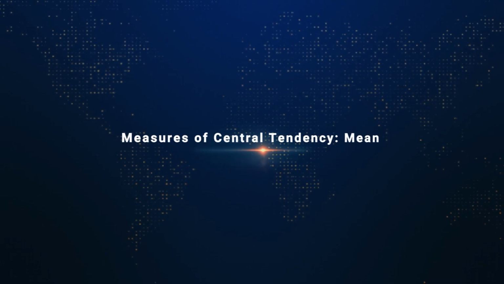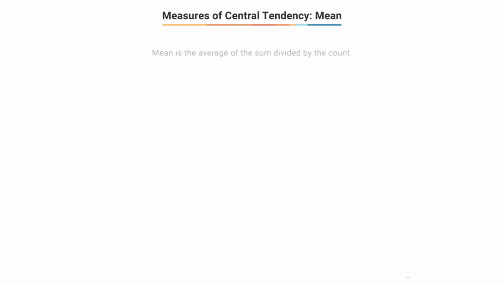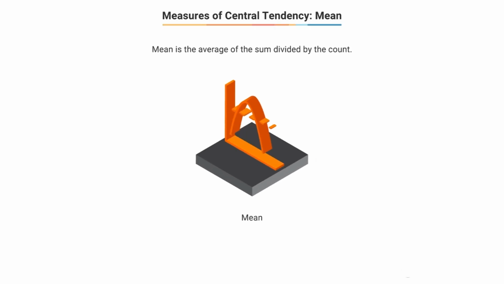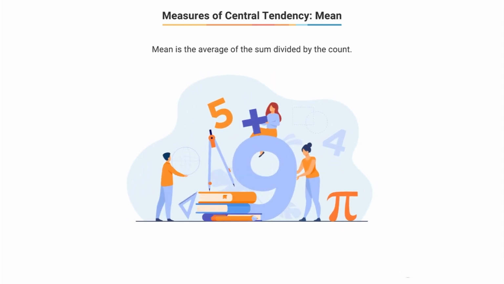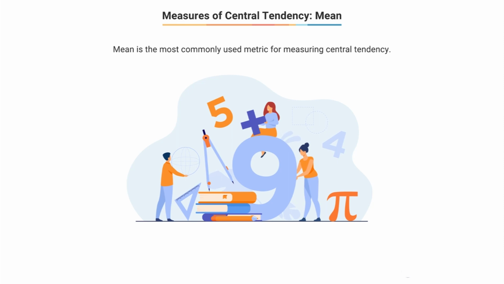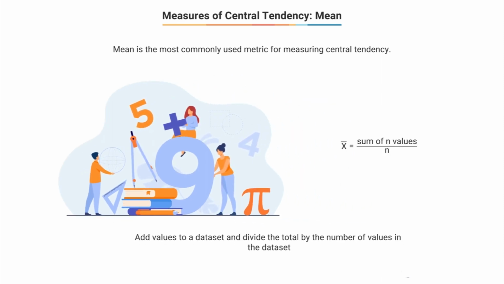In this video, we'll start with an important measure of central tendency, that is mean. Mean is defined as an average, which is the sum divided by count. The arithmetic mean, that is everyday usage, the mean is the most common measure of central tendency. To calculate a mean, sum the values in a set of data and then divide that sum by the number of values in the dataset.